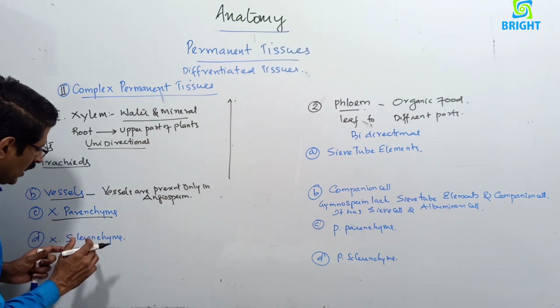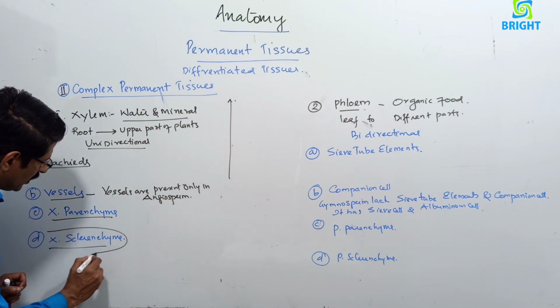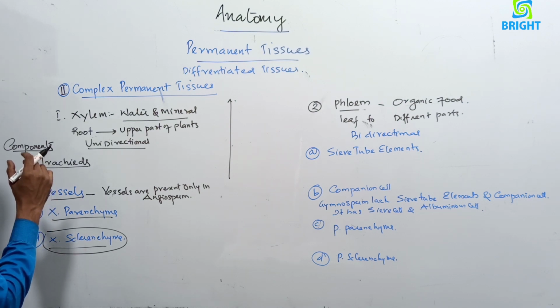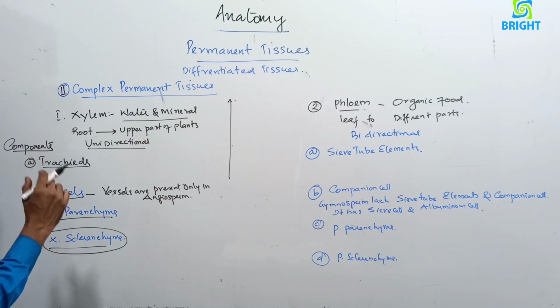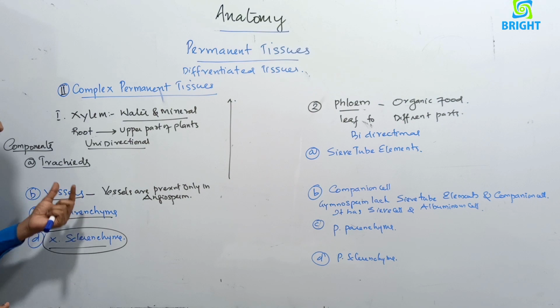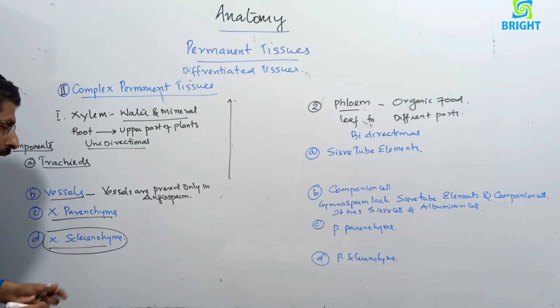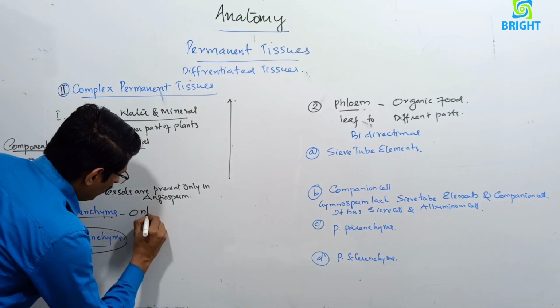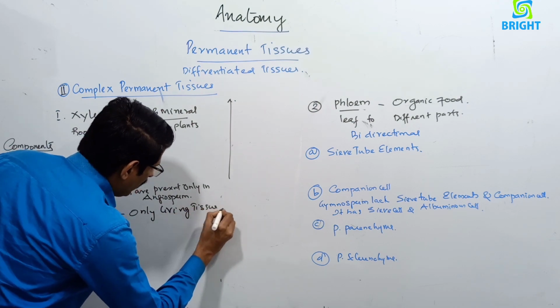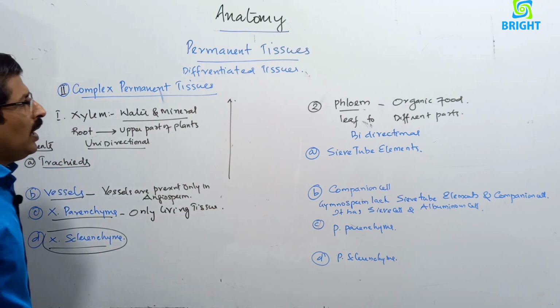We know that sclerenchyma is a dead tissue and all others are living tissue. Sorry, tracheids, vessels and xylem sclerenchyma are the dead tissue, but the xylem parenchyma is the only living tissue.